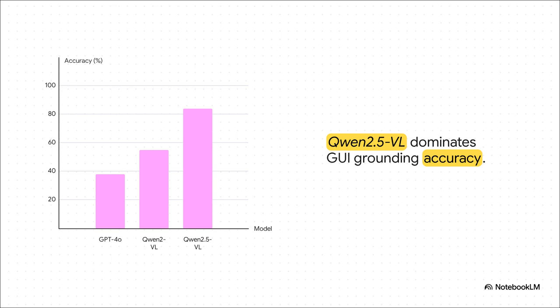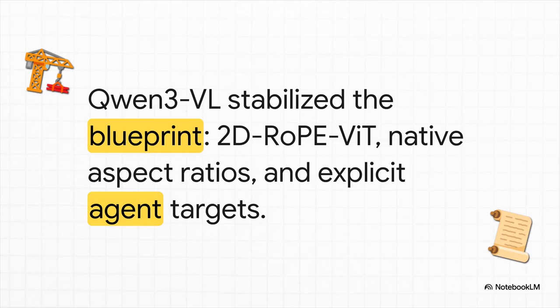But because of that strict JSON output and dynamic resolution we just discussed, Qwen-2.5-VL absolutely crushed the benchmark, leaping to an incredible 84% accuracy. That's not just a slight improvement, guys, that is a total paradigm shift in reliability. And that brings us to the culmination of this whole journey. By the time Qwen-3-VL arrived in late 2025, the foundational architecture had completely stabilized.